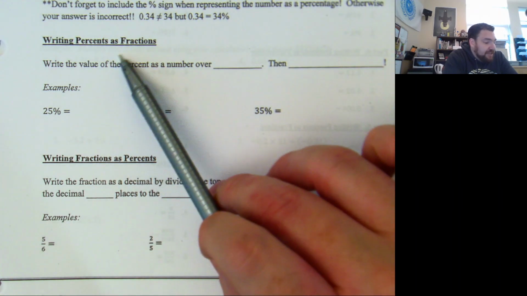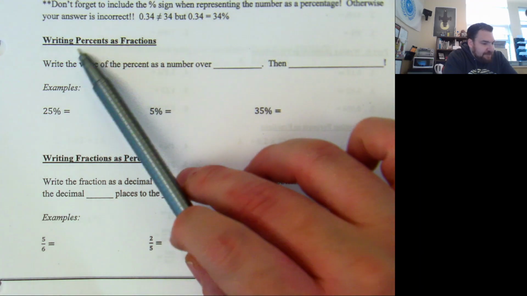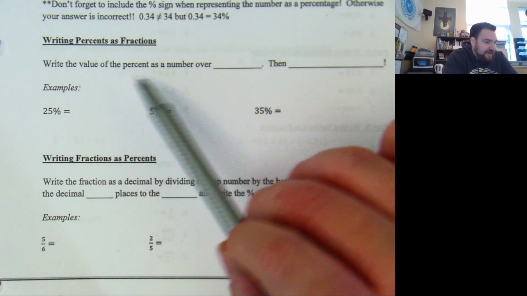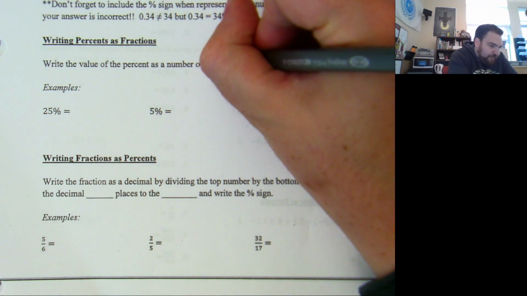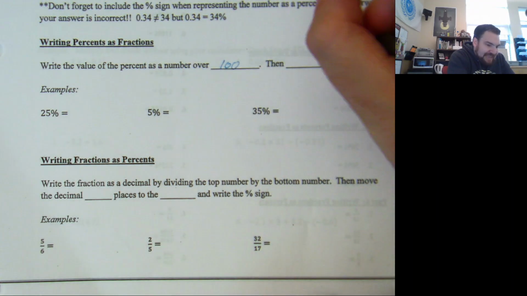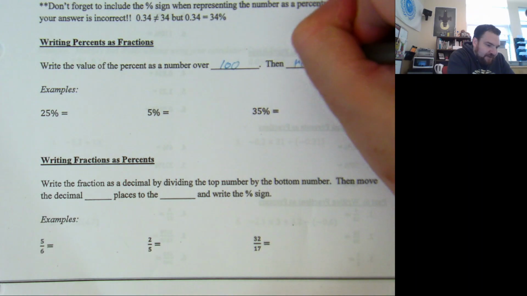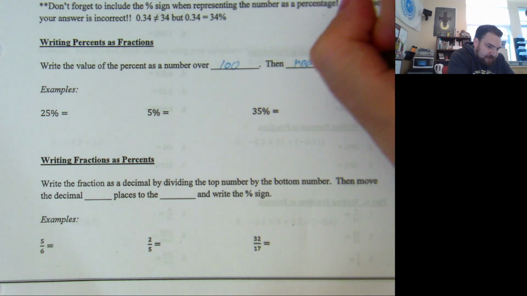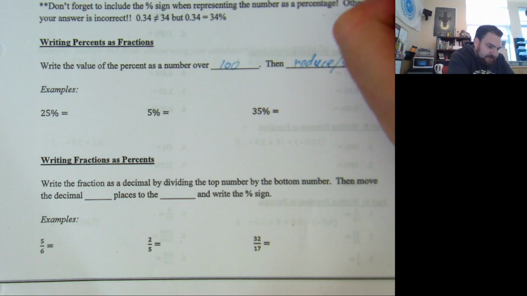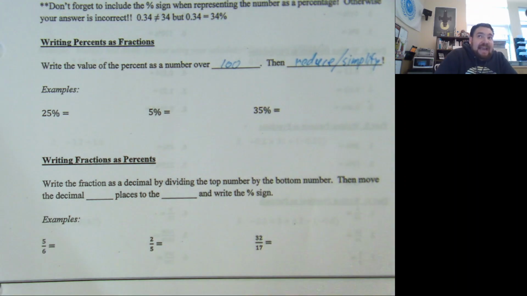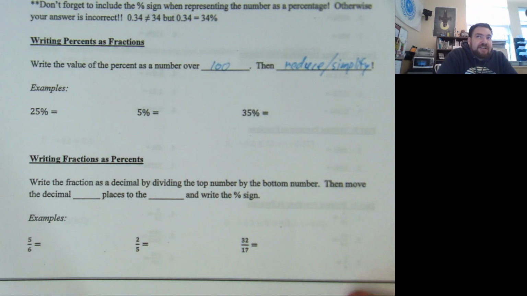When writing percentages as fractions, because percent means per 100, we write the value of the percent as the number over 100, and then we reduce. And when I say reduce, I also mean simplify. It's this reduction and simplification that can, depending on the numbers, be the most amount of work.